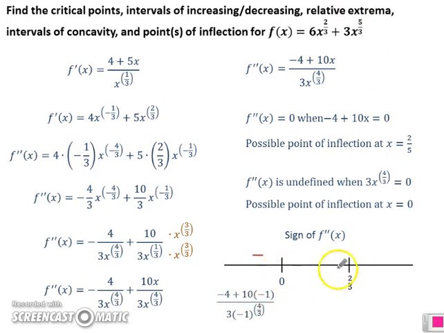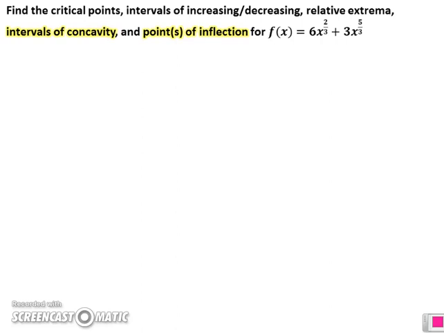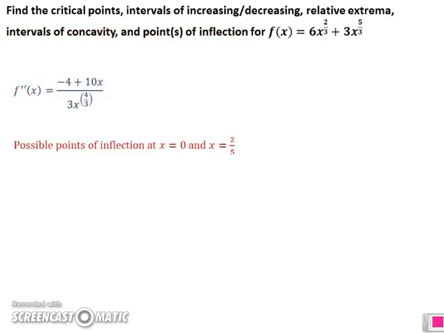And then let's pick a number between 0 and 2/5. I'm going to pick 1/5 just so I can cancel that 10 and 5. We're going to end up with a positive number here. And then pick a number bigger than 2/5. I'm going with 1. And we end up with another positive. Okay, so let's recap. We had our second derivative equation after I simplified, and our possible points of inflection at 0 and 2/5. And here's our sign chart.